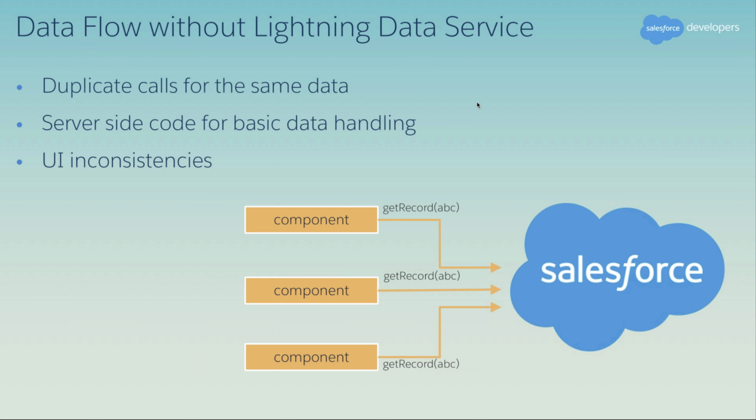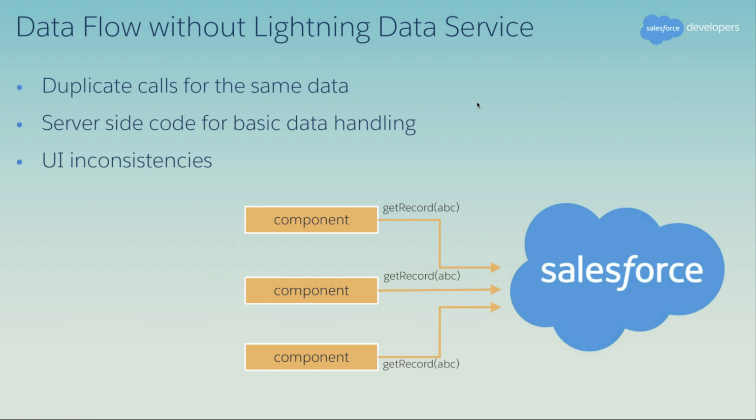So let's first talk about what it's like without Lightning Data Service and why we felt the need to create it. Imagine a page where you've got 3 different components, and all 3 of the components are interacting with a specific record. Well, when that happens without Lightning Data Service, that page loads, and all 3 of those components are making requests to the server. And that server-side code may even be the exact same server-side code, but they're doing it 3 times. Of course, we know that's not an efficient way of doing things.